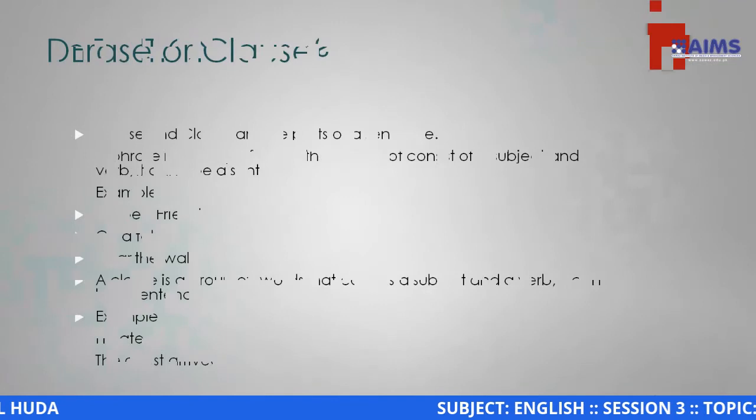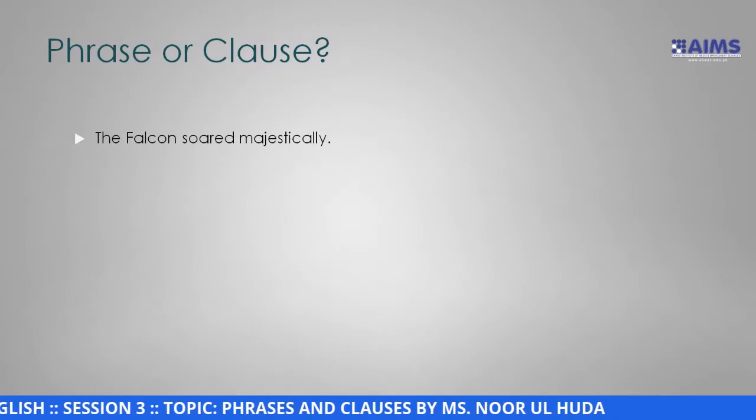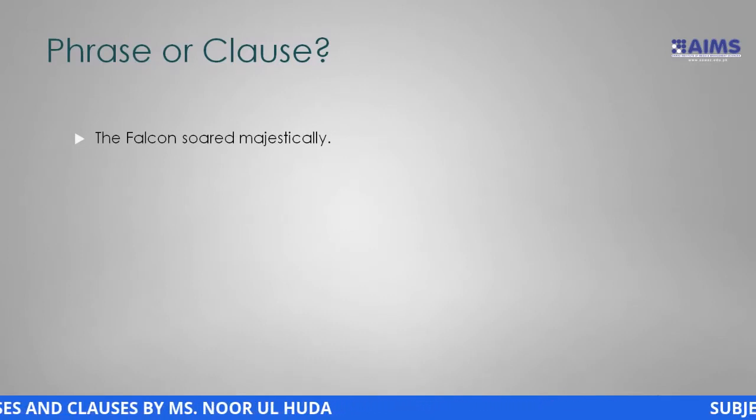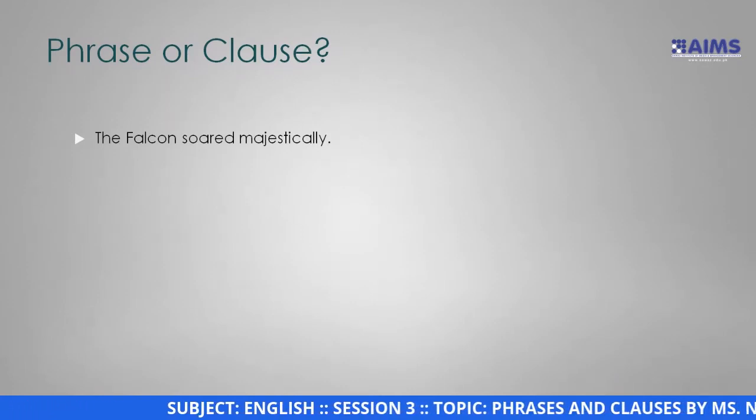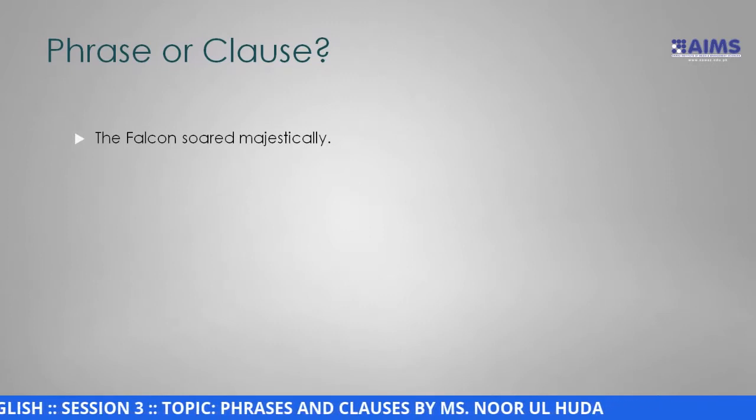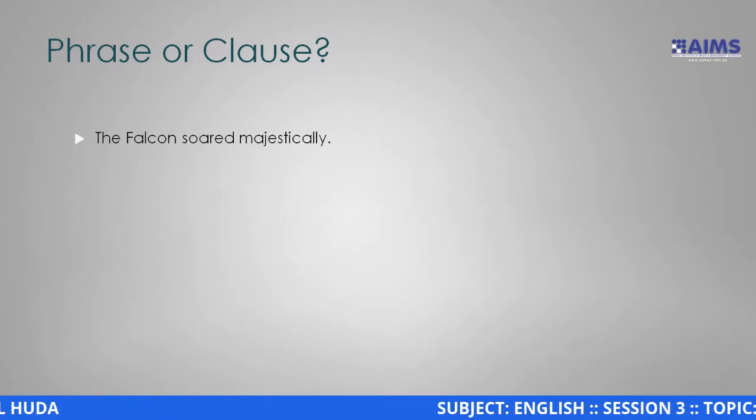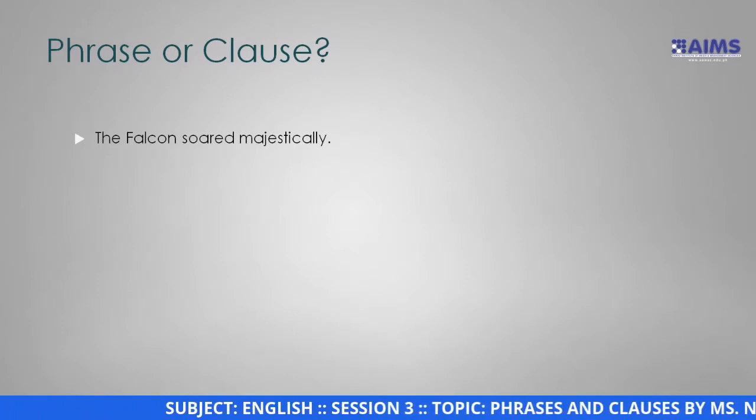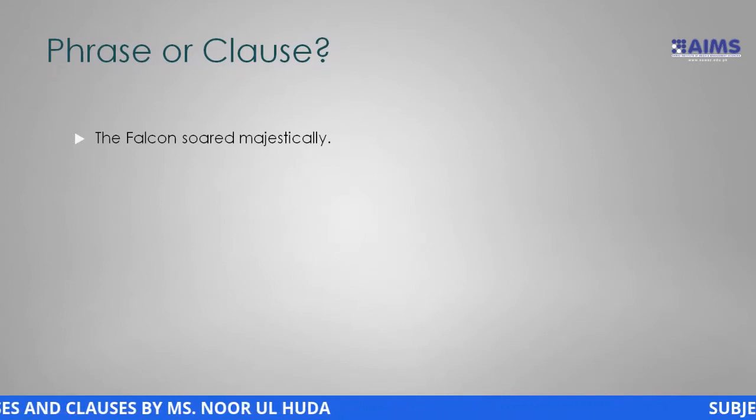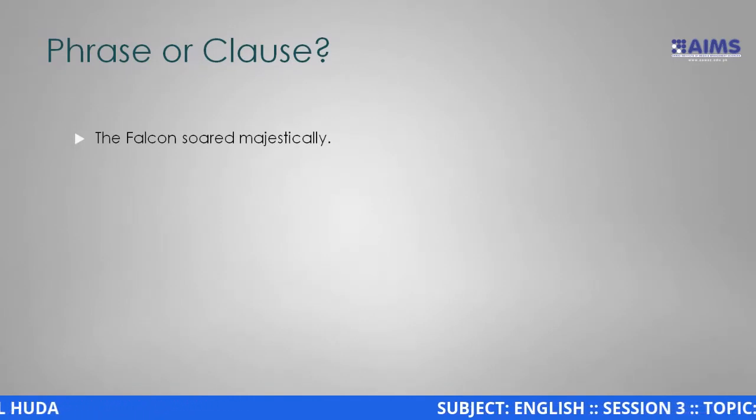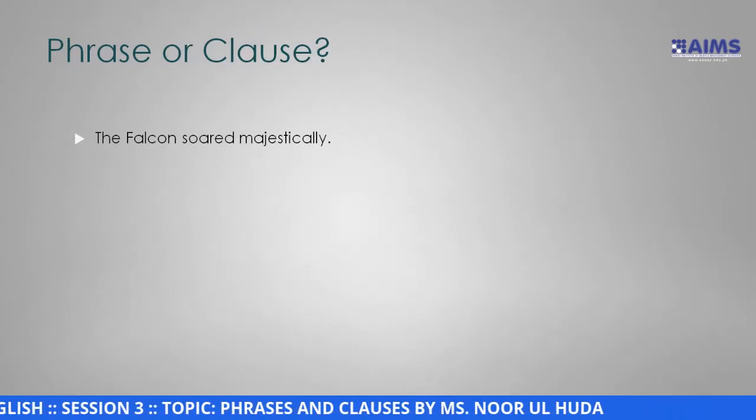We can also give additional information in the sentence, but in short, they can stand alone as well. Okay, phrase or clause. Here are a few examples. The falcon soared majestically. Now if we analyze this combination of words, what do we get? The falcon is a noun. Soared is a verb. Majestically is an adverb, meaning how he soared. So it is a complete sentence. If we remove majestically, the falcon soared is itself a meaningful combination of words. So it could be called a clause, not a phrase.